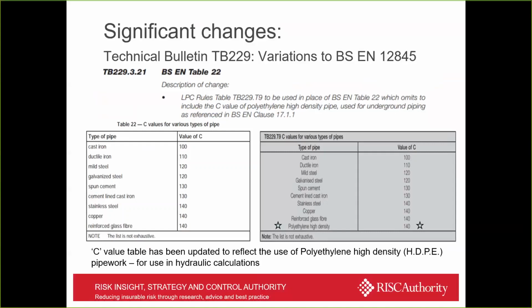You have got some manufacturers who might give you a C factor of 150, for instance, for some of the high density pipe work, but we thought 140 was a reasonably conservative universal C value to use. So that's just been reproduced there now in that amended table.